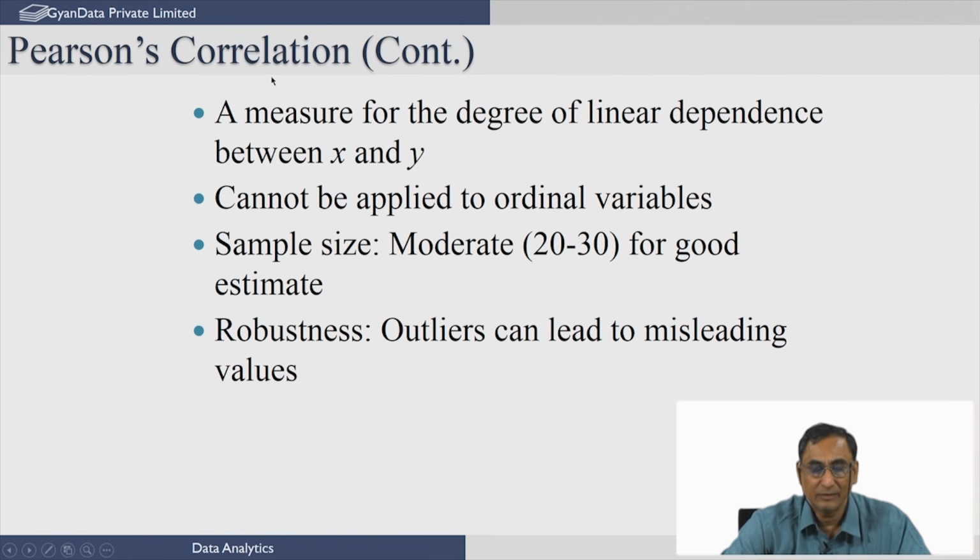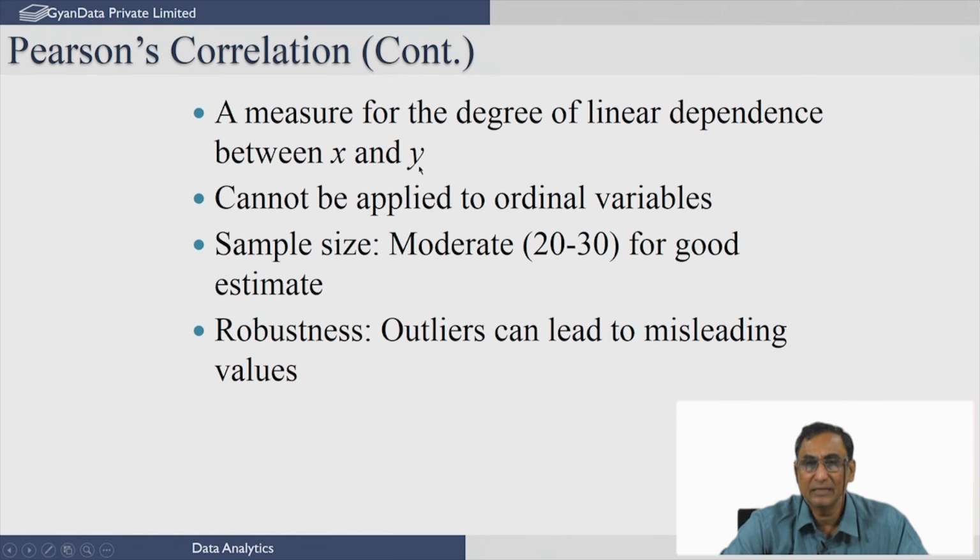The way it is defined, we also cannot apply it to ordinal variables, which means ranked variables. Suppose you have a variable where you have indicated your rating on a scale of say 0 to 10, let us say for the course. For those kinds of variables, you typically do not apply Pearson's correlation. There are other kinds of correlation coefficients defined for ranked or ordered variables, ordinal variables. Typically, in order to get a good estimate of the correlation coefficient between y and x, you need at least 20-30 points. That is generally recommended.